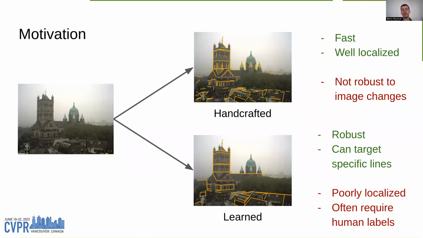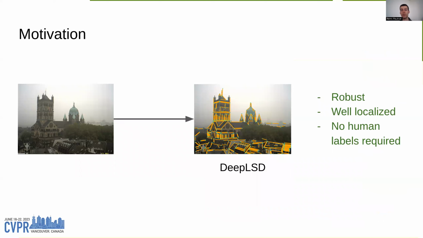On the other hand, we have the learned line detections. They can be made robust to these image changes by being trained on these different image conditions. They can also target specific lines, such as wireframes. However, they are usually poorly localized, meaning they can have several pixel errors in their localization in the image, and they often require human labels for training. In contrast, DeepLSD is both robust to these image changes by being trained on different datasets and conditions. It is well localized in the image, and finally, it does not require any human label.